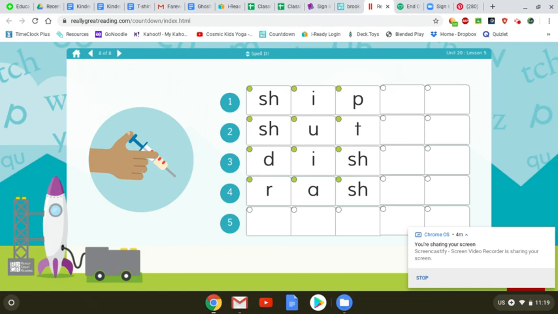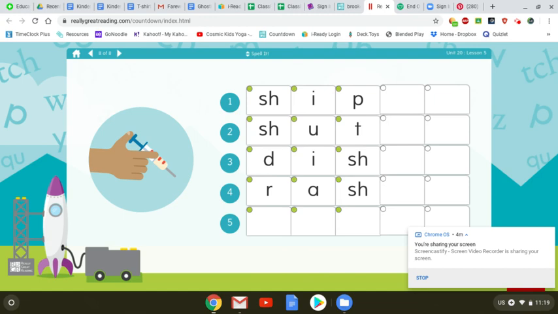Listen as we stretch the word shot. Sh-o-t. Shot. How many sounds did you hear in the word shot? There were 3 sounds. Let's see if we can figure out which letters go along with those sounds.